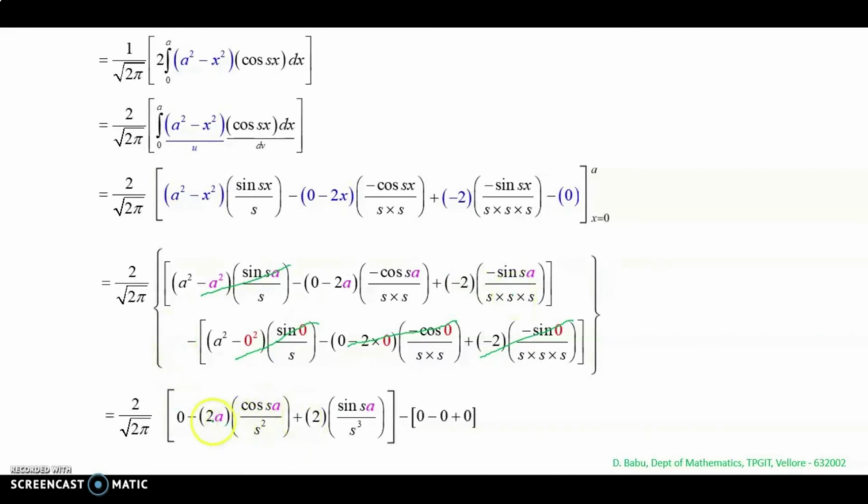Here 2 is common, so 2 into 2 is 4. So 4 by square root of 2 pi, minus a cos sa divided by s square plus sin sa divided by s cube. Okay, so now take the LCM s cube. Here s square, for s cube we need s, so multiply and divide by s. So s into s square is s cube.